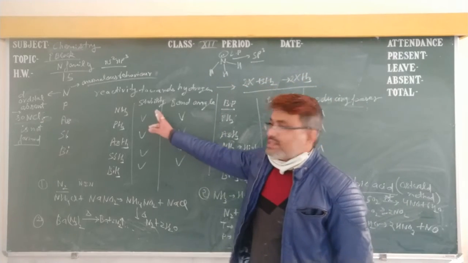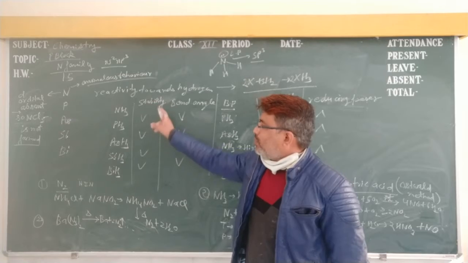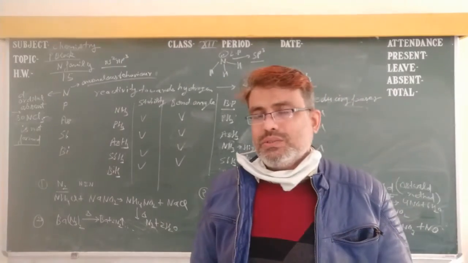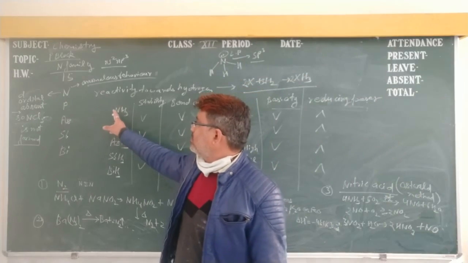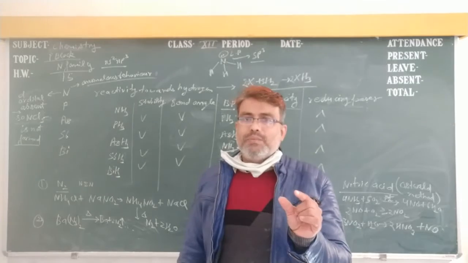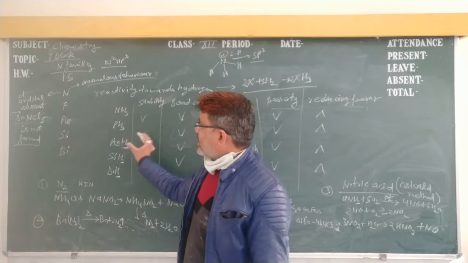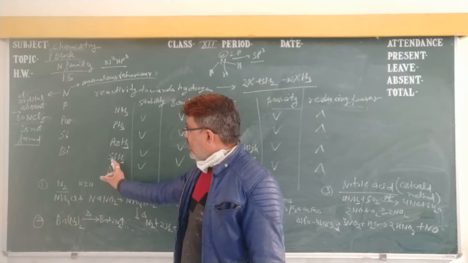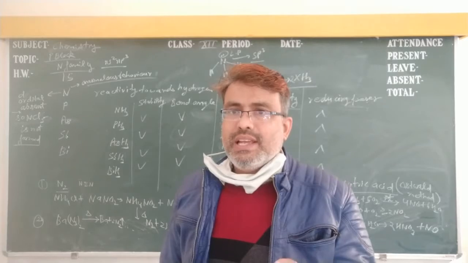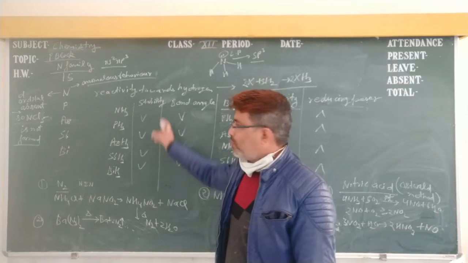The first property is the stability of these hydrides. When we move from top to bottom, from NH3 to BiH3, the stability decreases. Why? As we move downward, the size of the atom increases: nitrogen, phosphorus, arsenic, antimony, bismuth. Due to the increasing size, the bond length also increases, for N-H, P-H, As-H, Sb-H and Bi-H bonds. So the bond energy decreases and the bond is easily broken down. So the stability decreases from top to bottom.